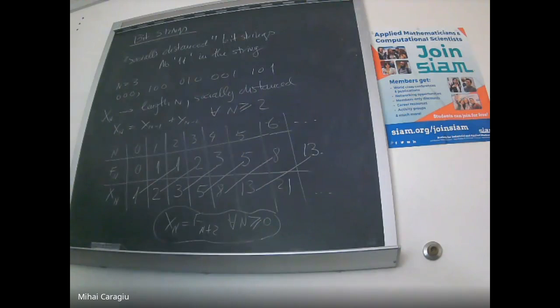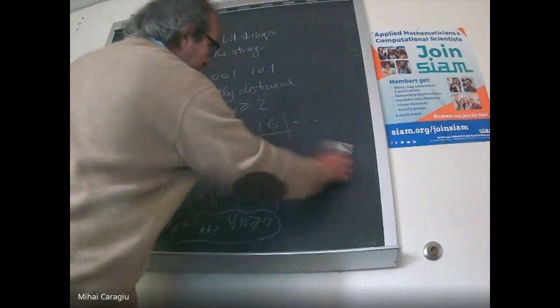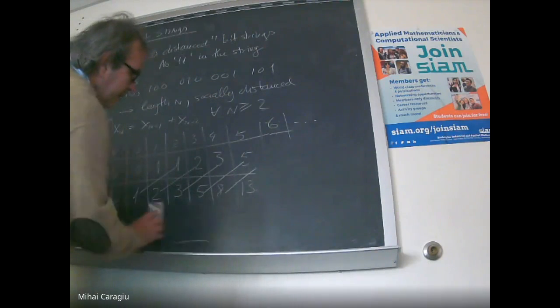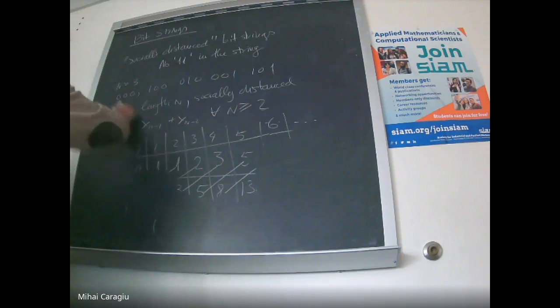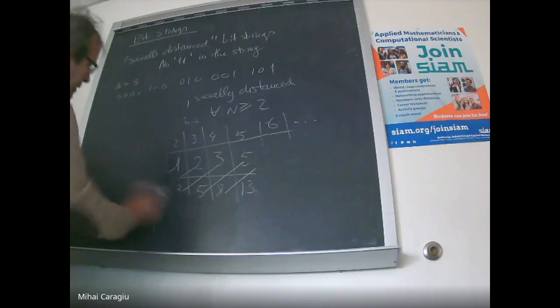So that means we got a neat expression for the number of socially distanced bit strings of length n in terms of the Fibonacci numbers. Okay, so let's come back to bit strings and try to discuss other types of problems.